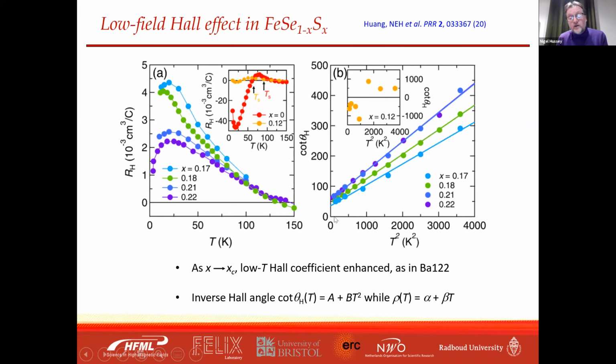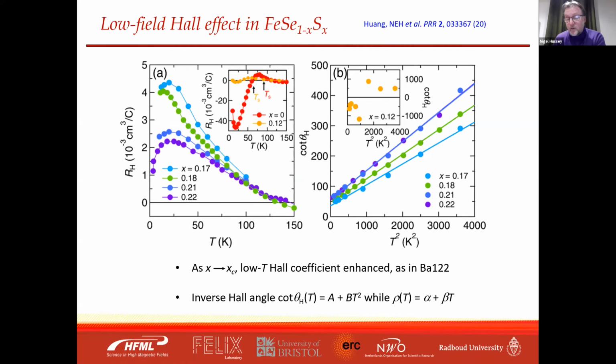Interestingly, the Hall angle is going as T squared in a regime where the resistivity is predominantly T linear. So we're exhibiting this so-called separation of lifetimes that was famously seen, first of all, in cuprate materials. It has also been seen in pnictides and heavy fermions, among others. So here again, we're seeing an enhancement as you approach the QCP at the low temperature regime of the Hall coefficient.